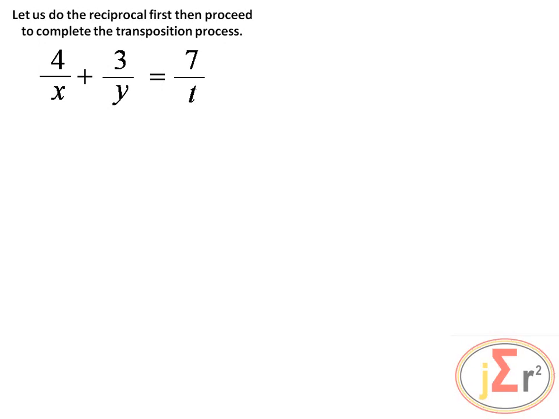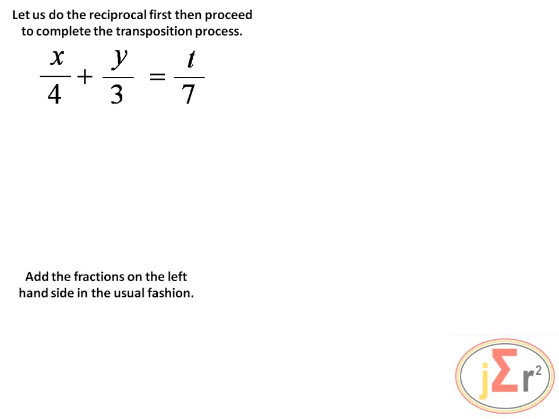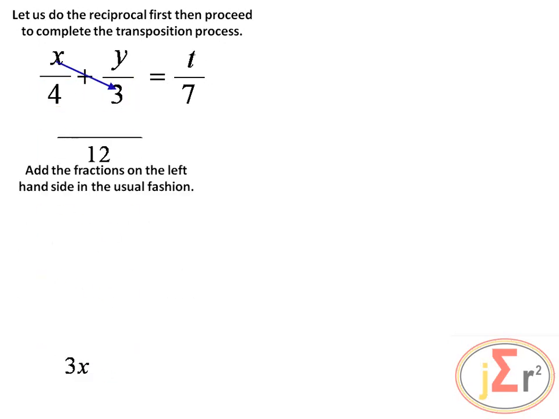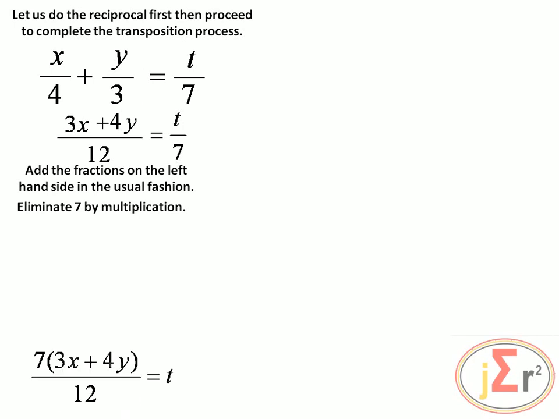So we'll take the step to find the reciprocal first, and then we will add the fractions as we have done before in the usual fashion. Then we will eliminate 7 by multiplication. We need to make t the subject. All that we have here now is that we are dividing by 7. We will eliminate this 7 denominator by multiplying by 7, and that is the result.